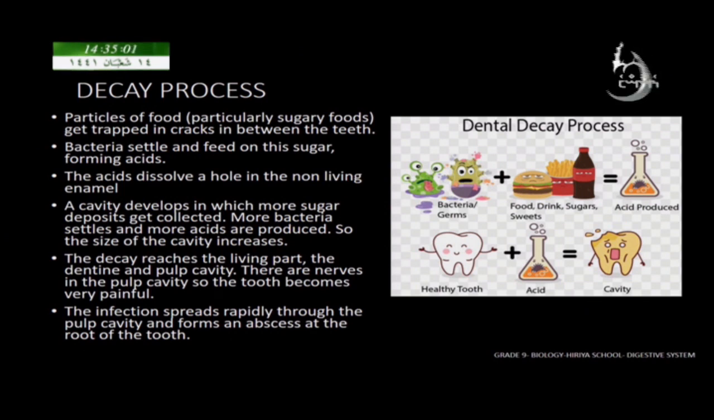Now, we have known the 4 types of teeth. What are the 4 types of teeth we are talking about? That is the incisors, canines, premolars and molars, and we know the structure of the teeth. So, teeth we need to take care of, otherwise they can decay. So, let us go through the decay process.